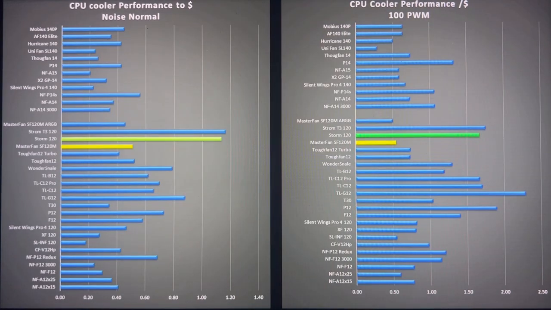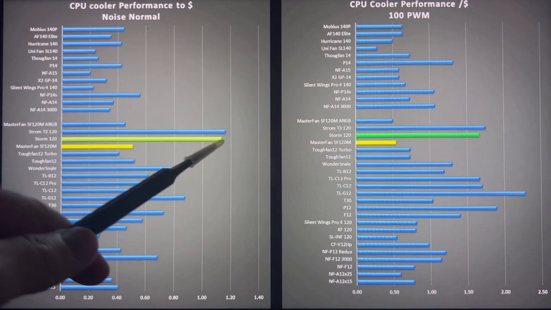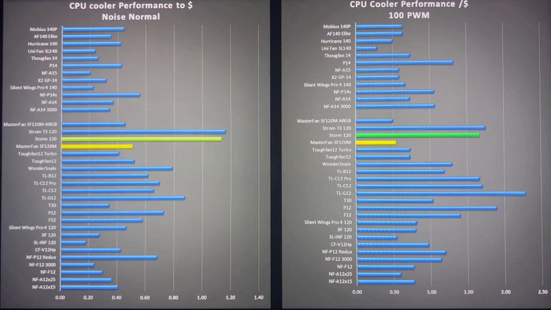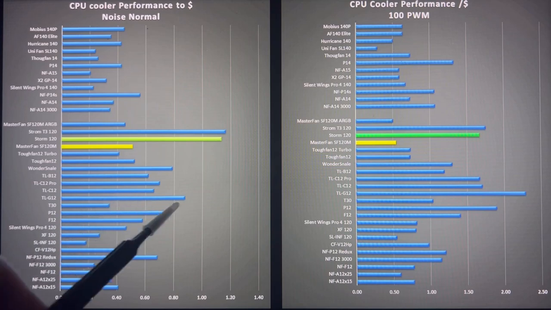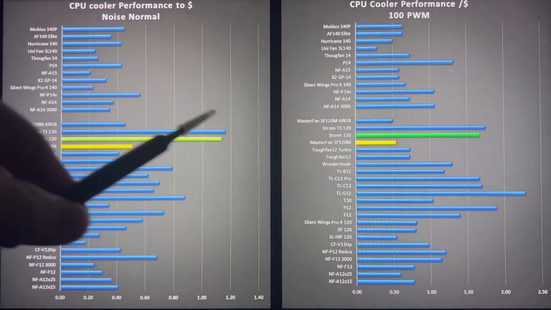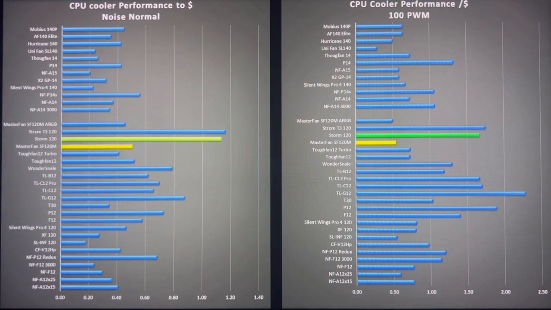And last, but certainly not least, the value proposition running it through my CPU air cooler. Well, the Storm is once again a chart topper in this category. It is a truly excellent result. The TLG-12 was my previous best, and it just blows them out of the water. So if you need a cheap fan to strap to your CPU cooler or radiator, they might be the top picks. The Master Fan does well. It's above average, but it's significantly lower than the other fans.